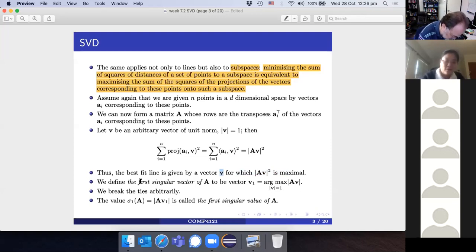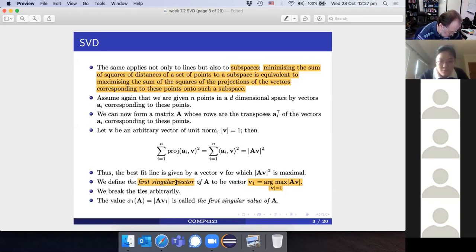Then we have our first definition here. We define the first singular vector to be v1. Just like with eigenvalues, where you may have multiple eigenvalues and the corresponding multiple eigenvectors, here we have our first singular vector defined as v1. So the first singular vector v1 is calculated from this problem: v1 is equal to the argmax of the length of Av, subject to the length of v being 1. So v is a unit vector.